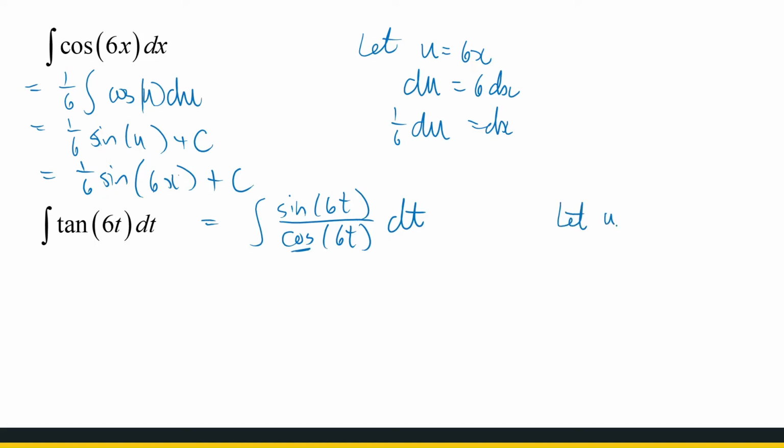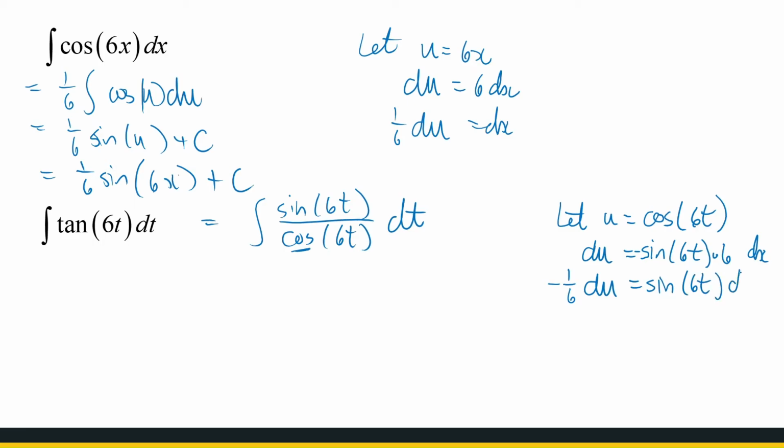So I'm going to say let u be equal to cos of 6t, because its derivative is there in one form or in the other. We've got the sine of 6t. So du, the chain rule tells me that is minus sine of 6t times the derivative of 6t, which is 6 dt. So it's minus 6. So I've got minus 1 over 6 du is then sine of 6t dt. I've got a sine 6t dt there, so I can do my substitution.